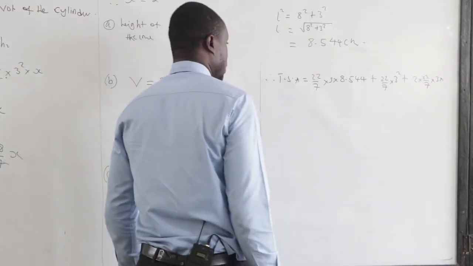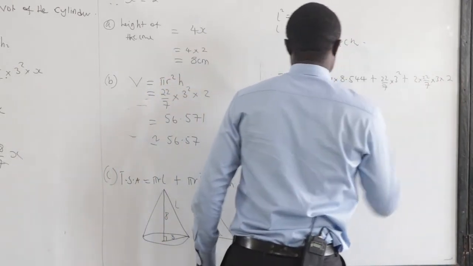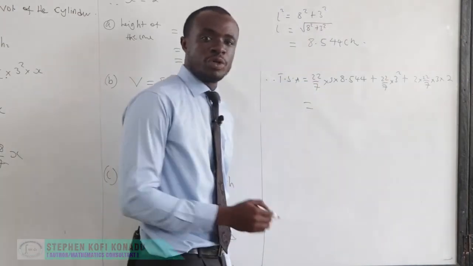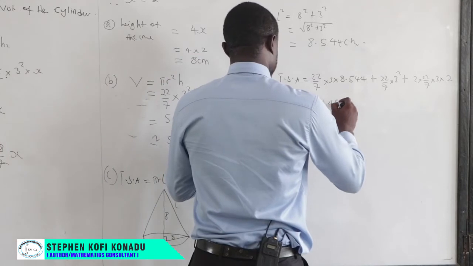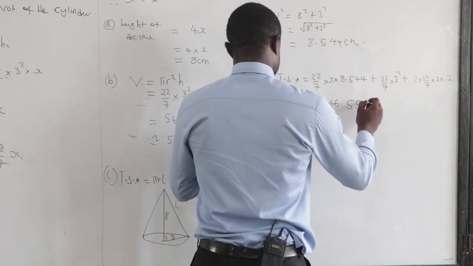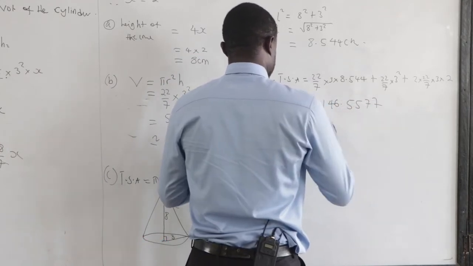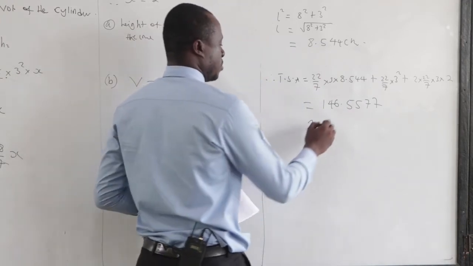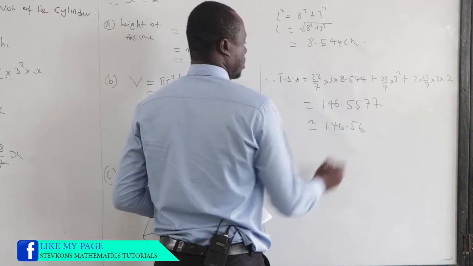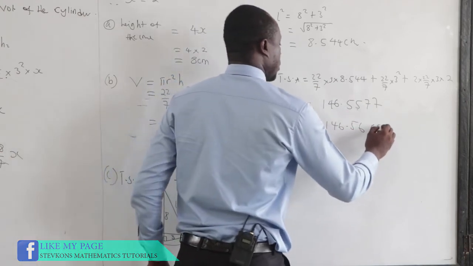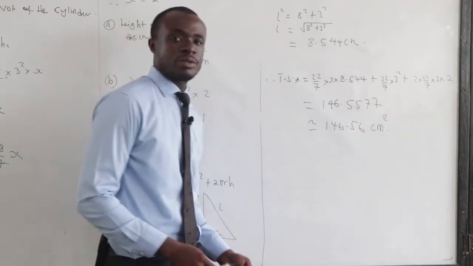What is the height of the cylinder? Which is what? 2. Now that's what you have. When you punch this on the calculator, you have 146.5577. Let's change this to 2 decimal places. So this is 146.56. Because it is area, we have centimeter squared.